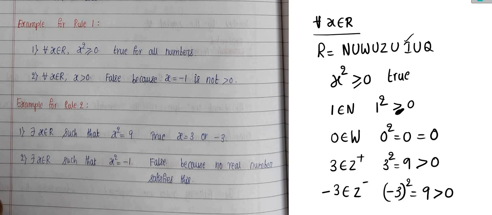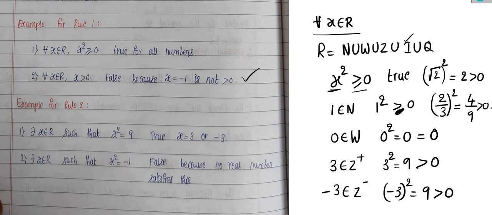So irrational numbers. Next I am taking root 2. Root 2 is an example for irrational number. Root 2 whole square is 2. 2 is also greater than 0. Next I am taking quotient number, that is 2 by 3. 2 by 3 whole square is 4 by 9. 4 by 9 is always greater than 0. That means if I take any real number, the value of x square is always greater than or equal to 0. Next, we move on to second example.